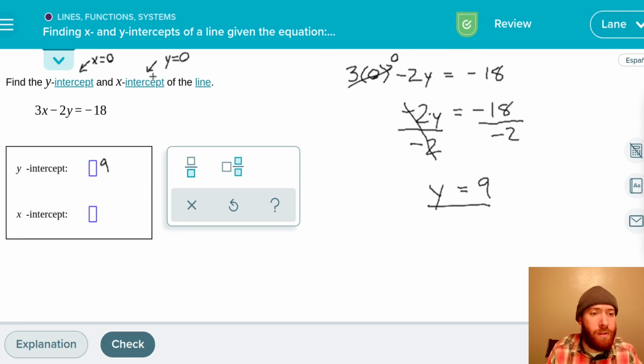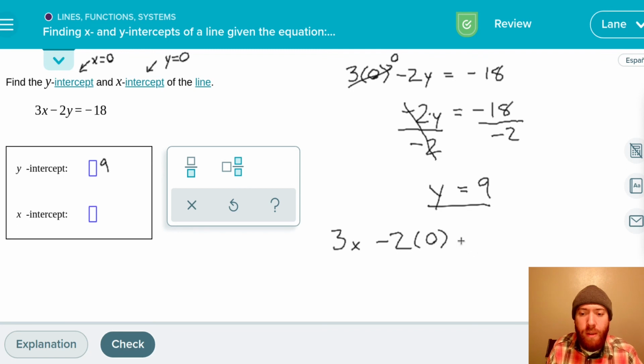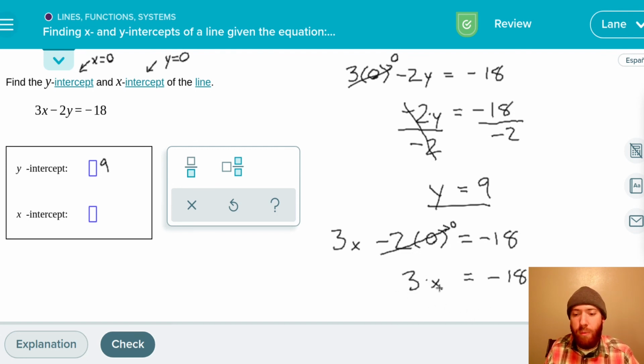Okay, for the x-intercept, we're going to replace y by 0. So we are going to write 3x minus 2 times 0 equals negative 18. Now 2 times 0 is just 0, so this whole thing cancels out. This says 3x minus 0, and that's the same thing as 3x. If 3x is equal to negative 18, how do we get the x by itself? We have to get rid of the 3. 3 is being multiplied by x, and so we divide to get rid of the 3.